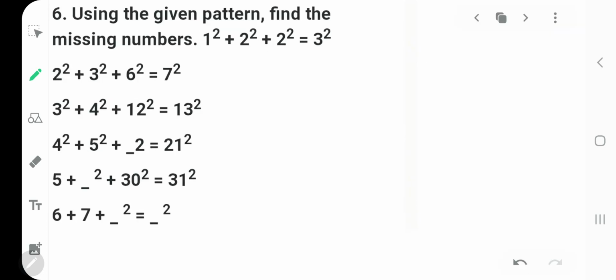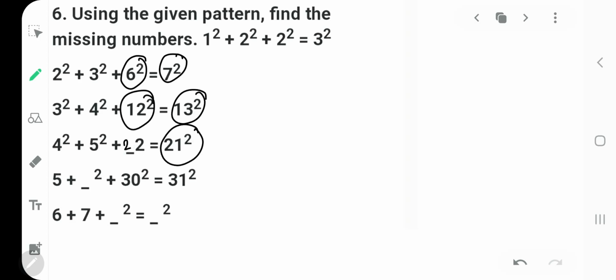Again, using the given pattern, find the missing numbers. Now you can see what you have to do. You have to make relations. Now you can notice here there is 6, here 7 square, here 12 square, here 13 square, here 21, so here it will be 20, 20 square. So it's consecutive numbers. Here 30 is there, here 31 is there, here both are missing. Okay, let's see what else it is.